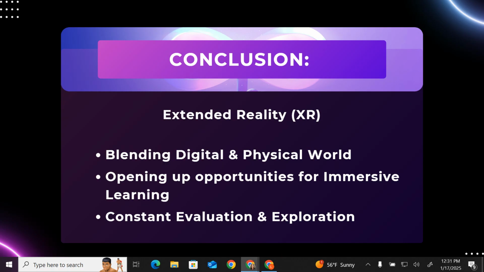But at the same time, we need to constantly evaluate how we're using these digital components, what we're using them for, and exploring new ways to apply them.